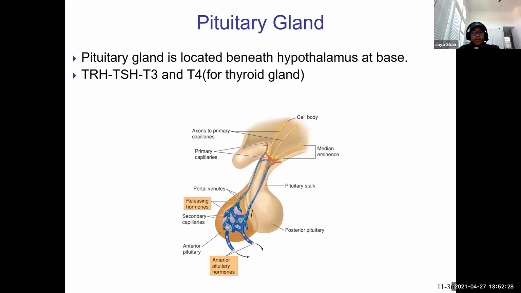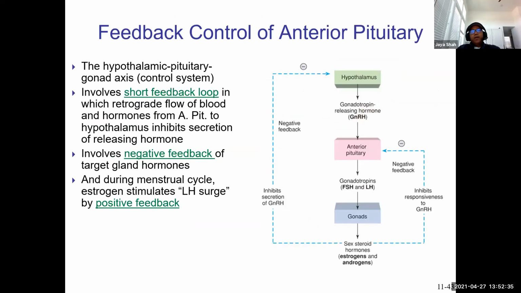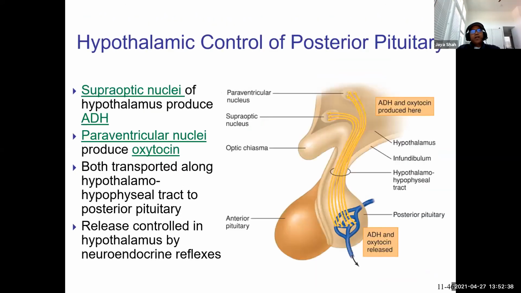Okay, let's talk about now the glands. Oh, we cannot do the glands now here. Okay, so I will stop here and I will talk about these things in next class.